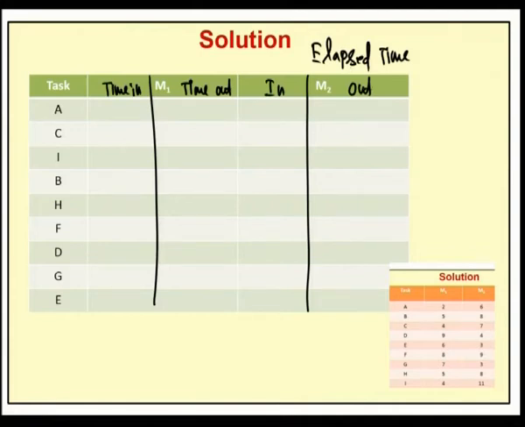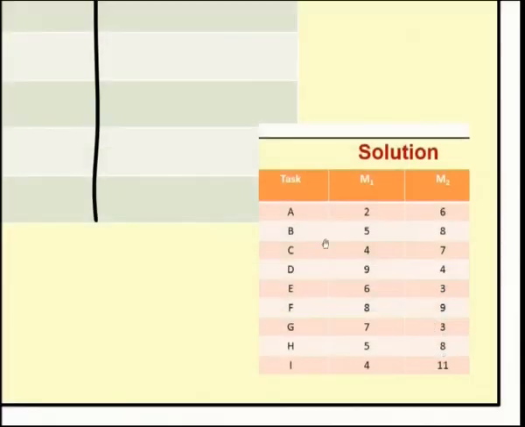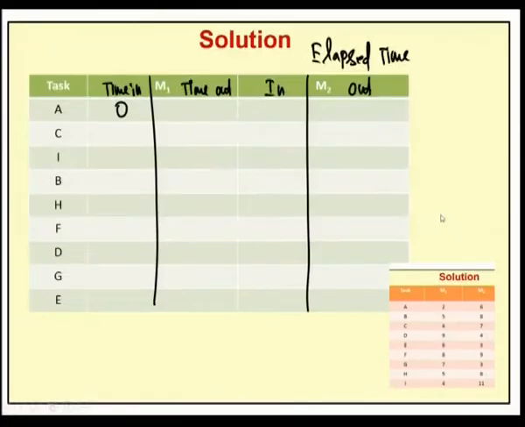The first task to be performed is A. For A, the in time is 0. Now to calculate the time out for task A, we have to make use of the processing time for machine 1 and machine 2. For machine 1 the processing time is 2, for machine 2 the processing time is 6. Therefore, the time out for task A is 0 plus 2, 2, and the in time for machine 2 is 2 and the processing time for machine 2 is 6. So 2 plus 6, 8.